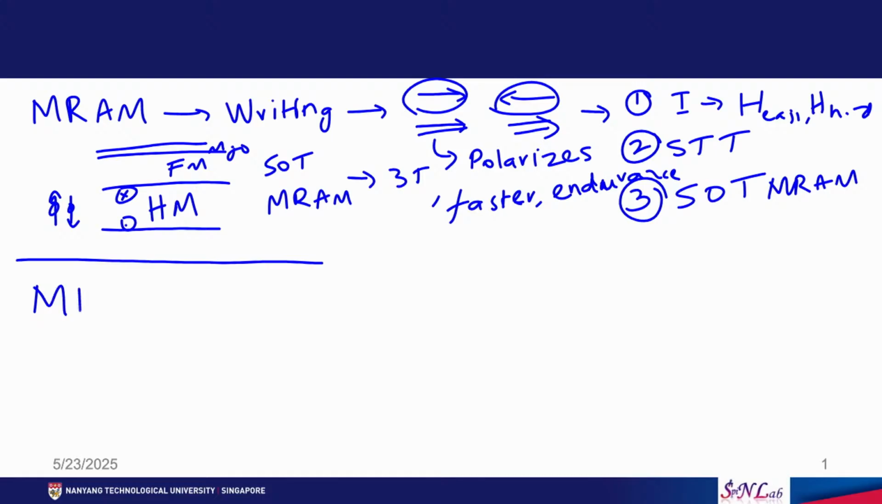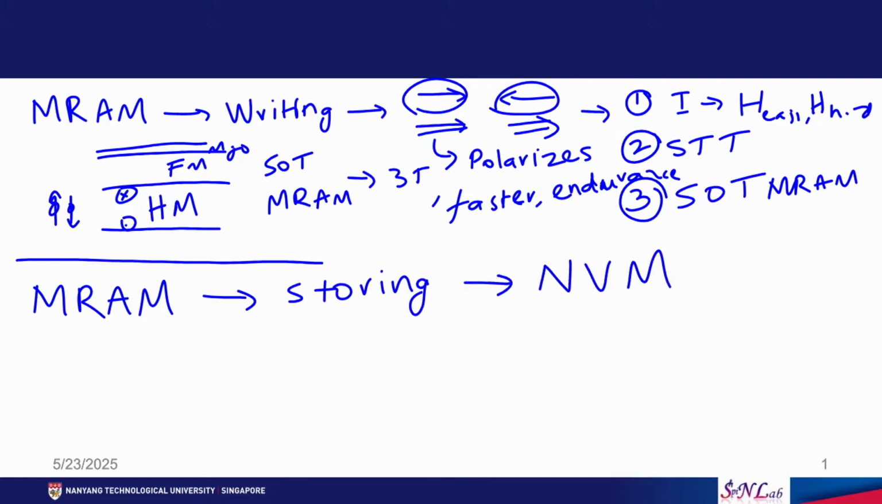So, yesterday we were learning about the important aspects related to storing of information. MRAM is a non-volatile memory, which means it is supposed to keep the data even when you switch off the power. So, the storage aspect is important.